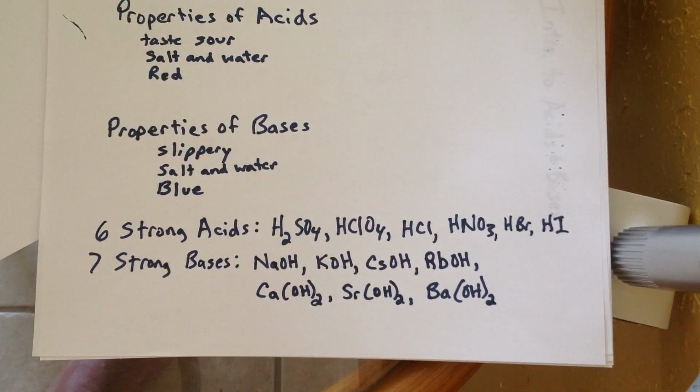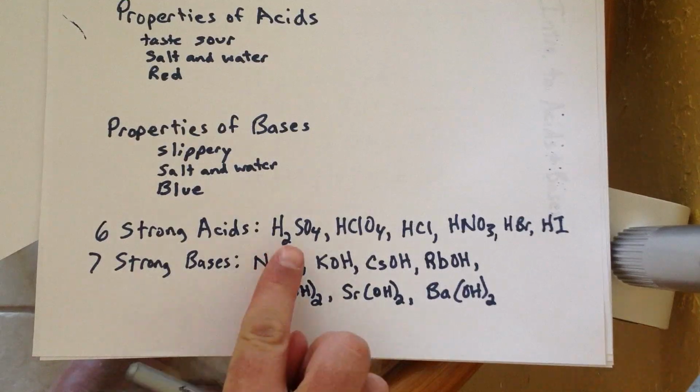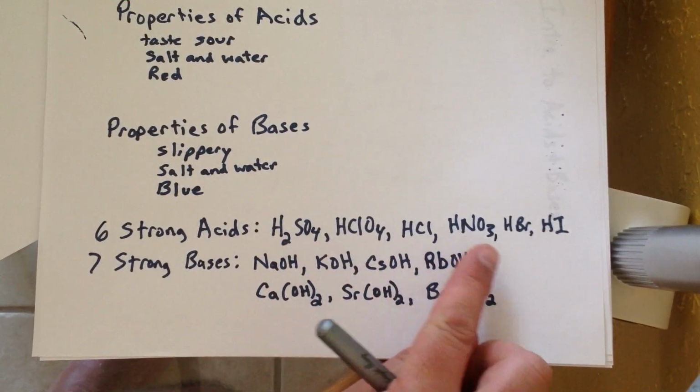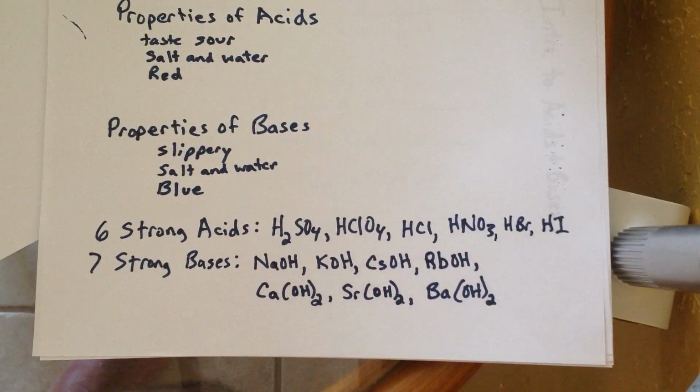Now there's hundreds of types of weak acids, but there's only 6 strong acids. So most people just memorize those. They are sulfuric acid, perchloric acid, hydrochloric acid, nitric acid, hydrobromic, and hydroiodic. Those are the 6 strong acids.